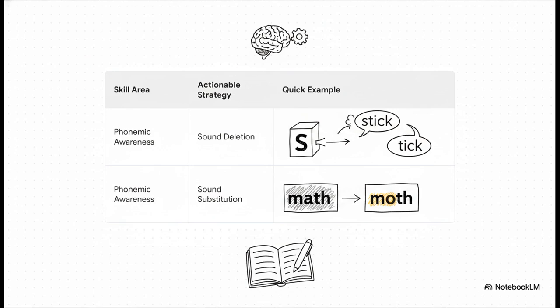Okay, so for your essay, you need some real actionable strategies, right? For phonemic awareness, you could talk about sound deletion. That's where you ask a student to say a word like stick and then say it again without the S sound. Or for a more advanced skill, sound substitution, turning math into moth just by changing that one vowel sound.